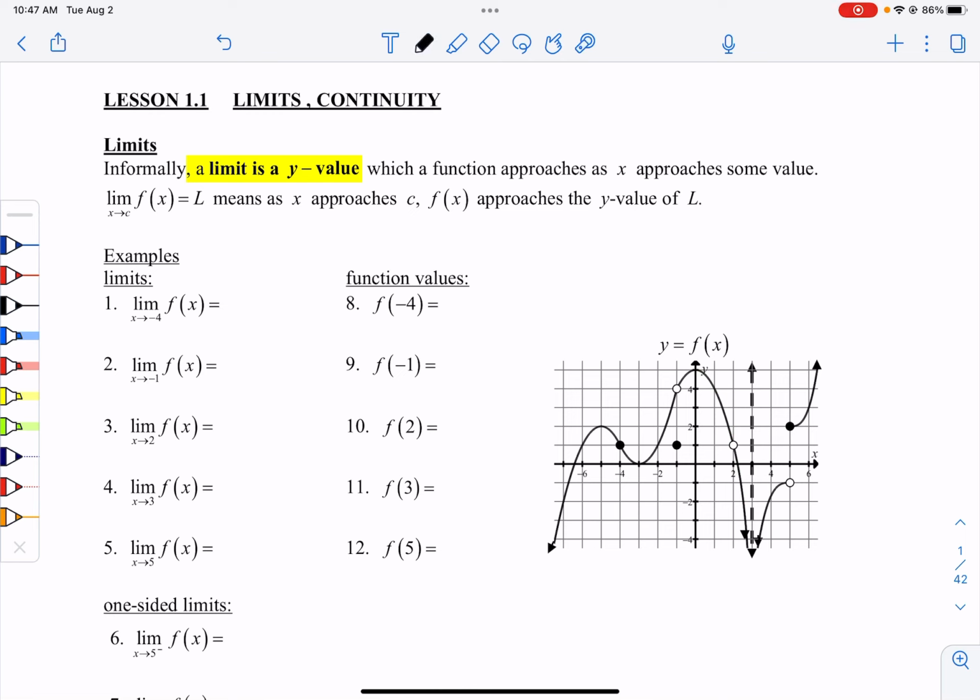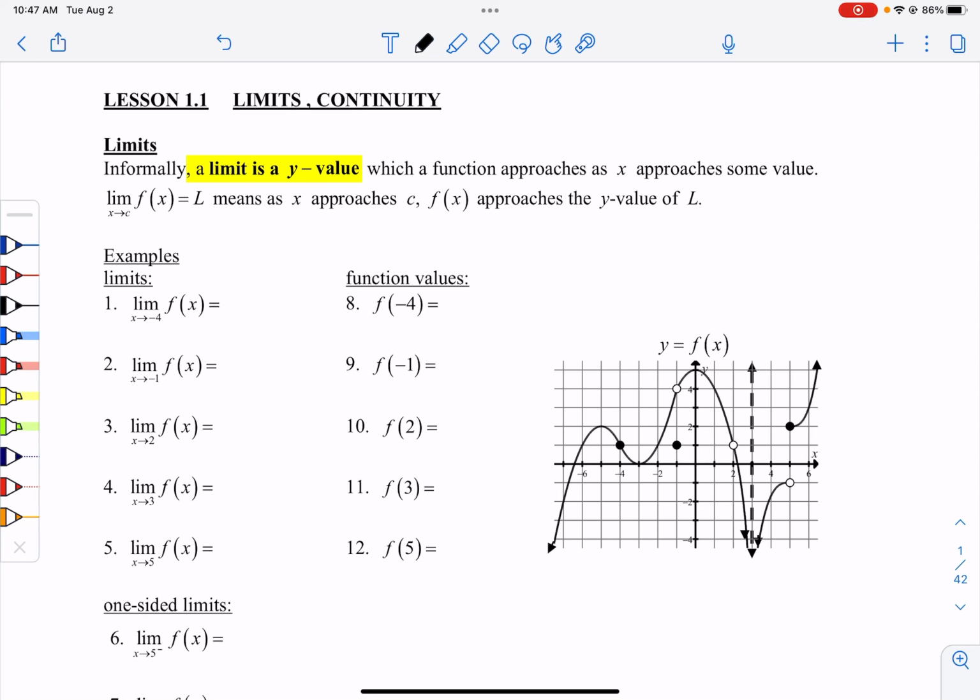So the way that you will see this limit given to you is right here. The way we read this, the limit as x approaches some value c of my function f of x is equal to L. So what we're interested in is as I am approaching an x value, what is my y value doing? Okay, as I'm approaching it, what's happening with my y value?